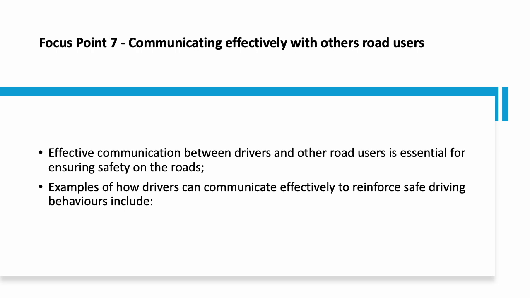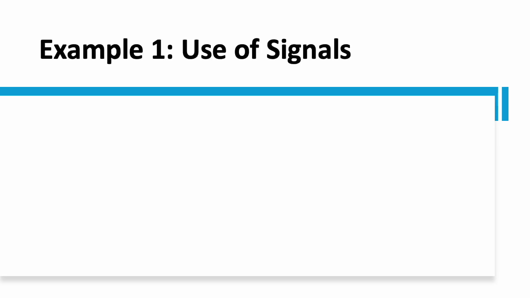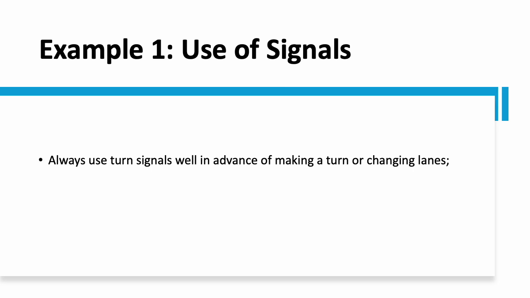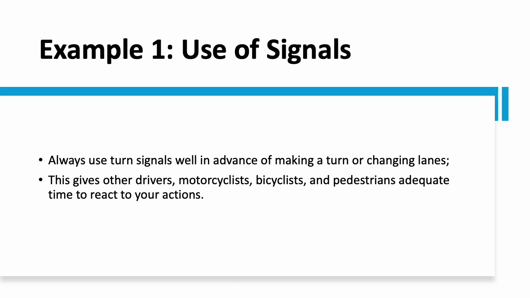Focus point 7. Communicating effectively with other road users. Effective communication between drivers and other road users is essential for ensuring safety on the roads. Examples of how drivers can communicate effectively to reinforce safe driving behaviours include: Example 1. Use of signals. Always use turn signals well in advance of making a turn or changing lanes. This gives other drivers, motorcyclists, bicyclists, and pedestrians adequate time to react to your actions.